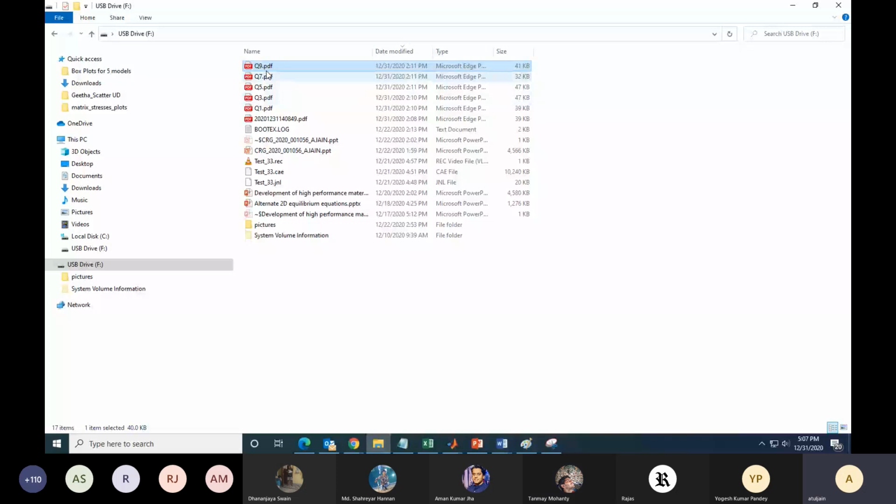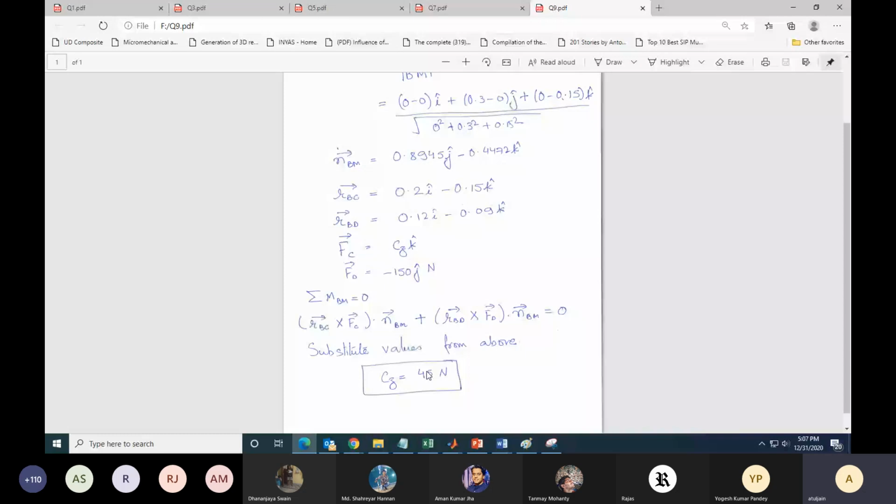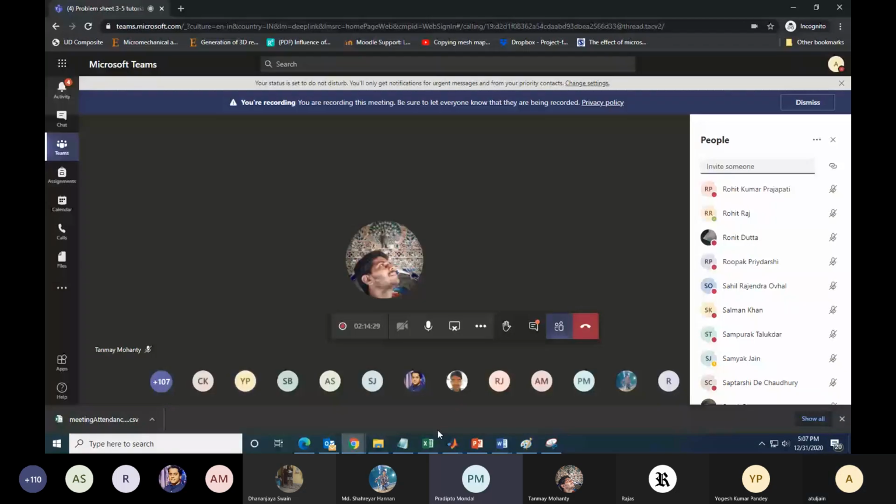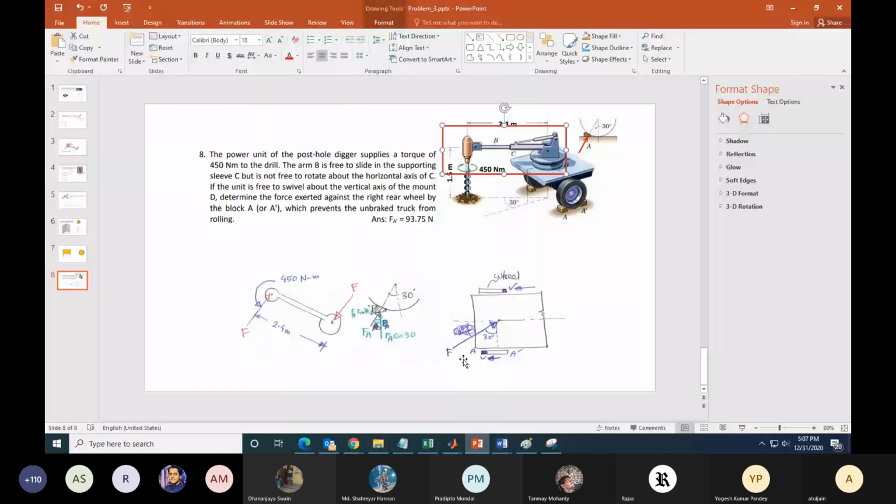Is my solution visible? No, I did not neatly write the solution. I just did the free body diagram. Sir, which part will have the normal force, A or A prime? According to the convention that I've used here, it is A. But in the answer it is given A prime. It should be FA is 93.75, FA prime is 0, I think. We'll check it. Is it given A or A prime? It will only be one, it cannot be both.